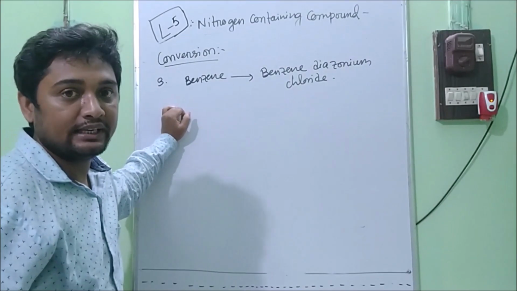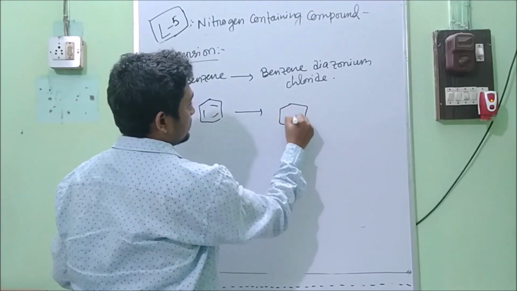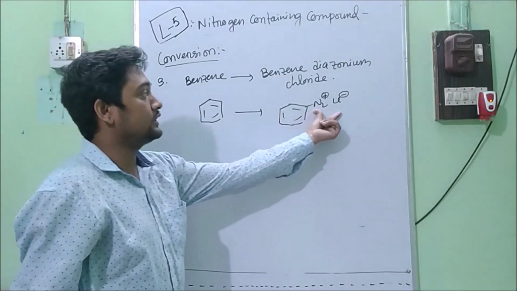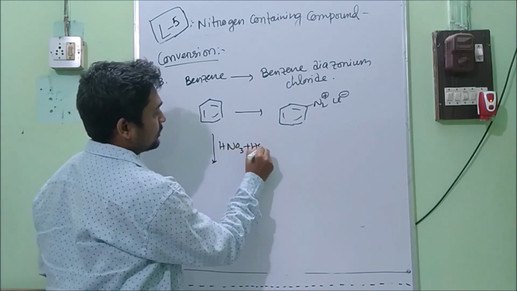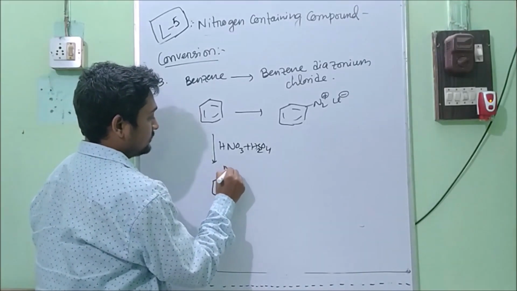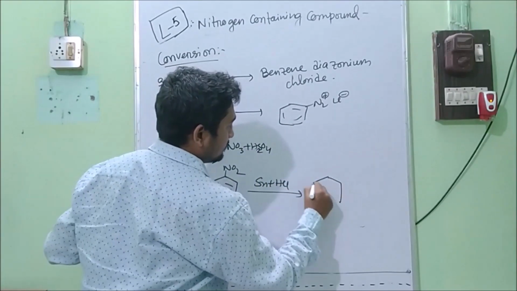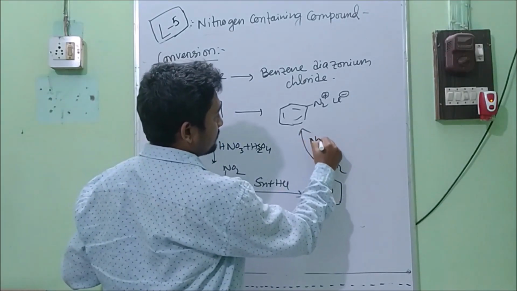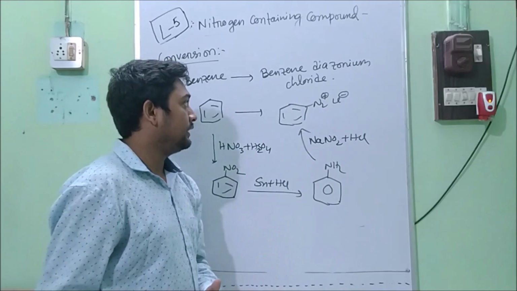Now next one, benzene to benzene diazonium chloride. So the structure of benzene is this one and diazonium chloride is this one. Now look how I will introduce this group into this structure. If we react with HNO3 plus H2SO4, that is nitration reaction. Here NO2 group will be introduced. Then if we reduce it by using tin and HCl, it will convert into aniline. Again, on reaction with NaNO2 plus HCl, it will convert into this benzene diazonium chloride.